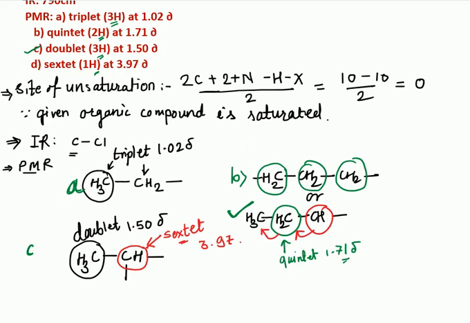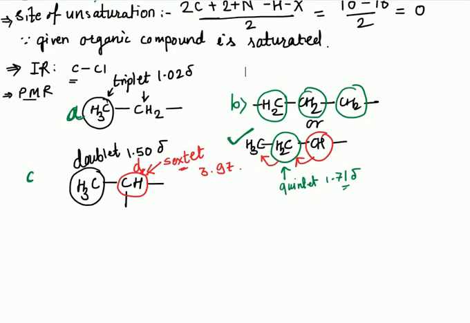Now if we consider the valency, the valency of this fourth carbon is incomplete, and that valency will be completed by the remaining functional group, that is chlorine. So let us write the structure.